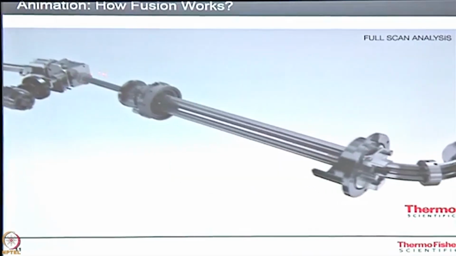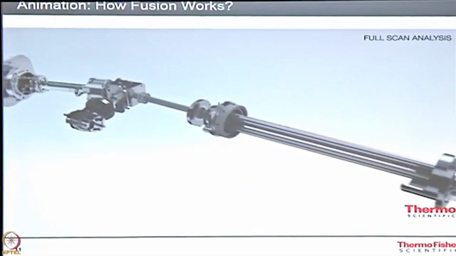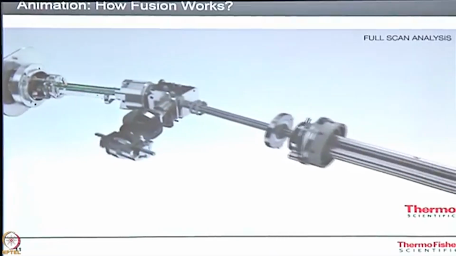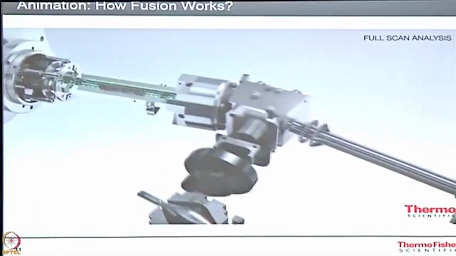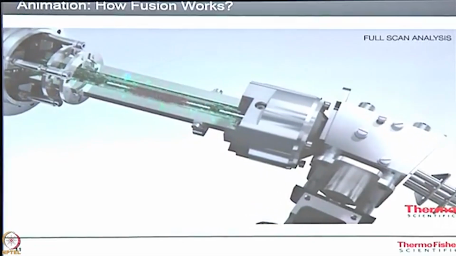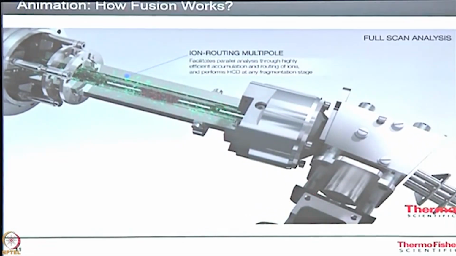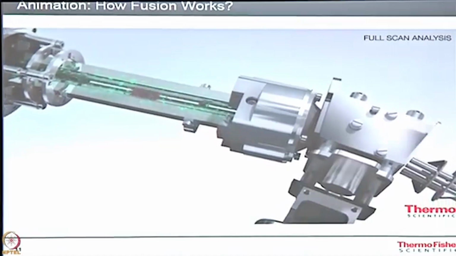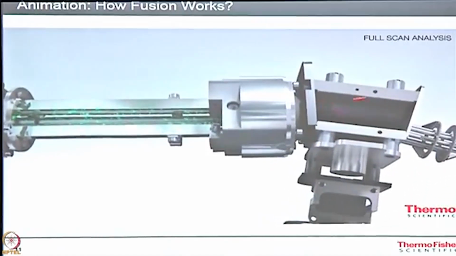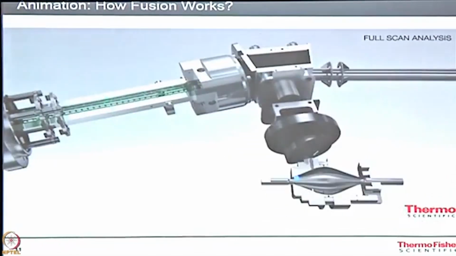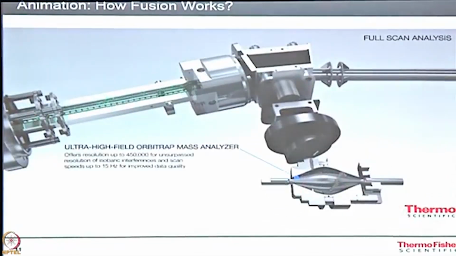Then it first comes to the ion routing multipole, where it is first stored. Here is the first stoppage, where it is decided whether it will go to the Orbitrap or to the ion trap. Okay. So now it will come to the Orbitrap, MS1, and then it is detected in the Orbitrap. Okay. So now it's a full scan.